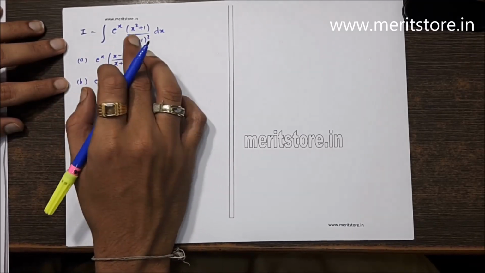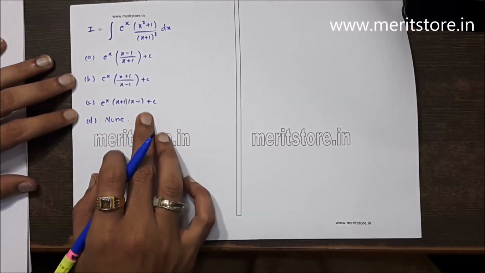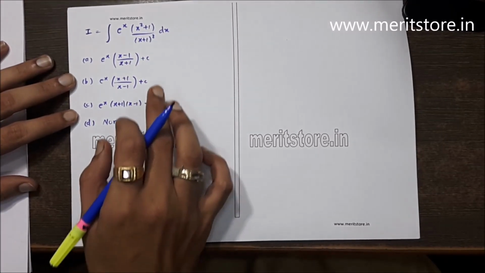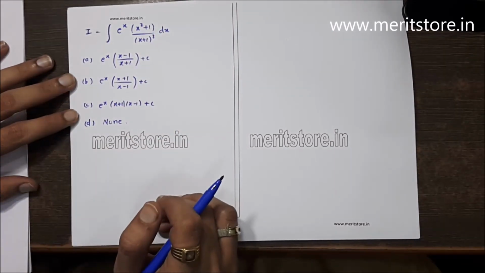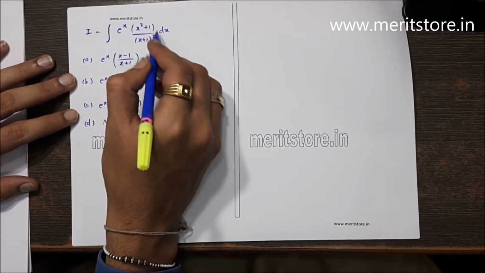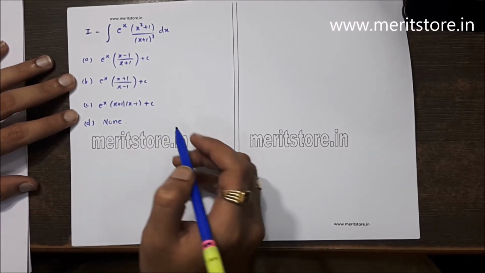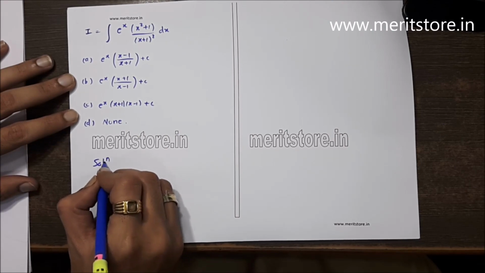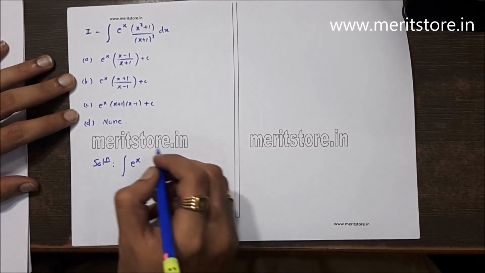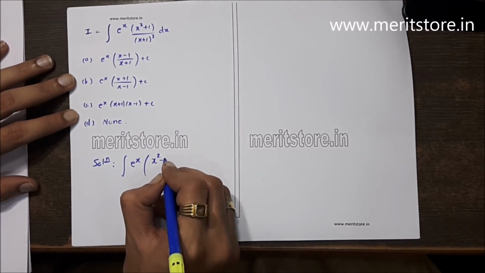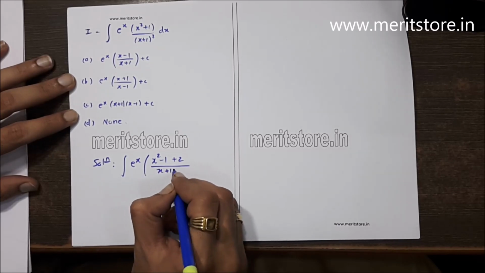Integrating e raised to x, x square plus 1 upon x plus 1 the whole square, dx, with these following options. Of course, it would be of the category e raised to x, f of x plus f dash of x. We'll try to restructure the numerator with this denominator of x plus 1 the whole square. What we are doing is, this x square plus 1, I'll be writing it as x square minus 1 plus 2, upon x plus 1 the whole square.